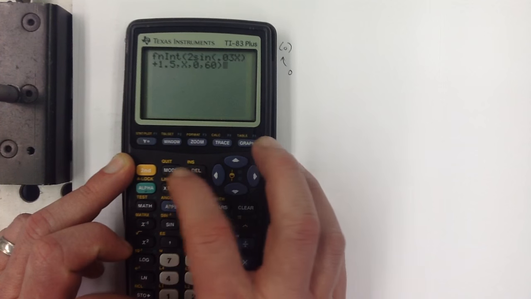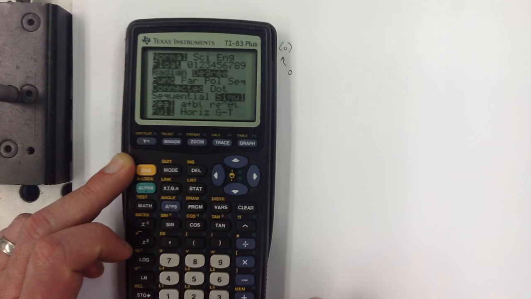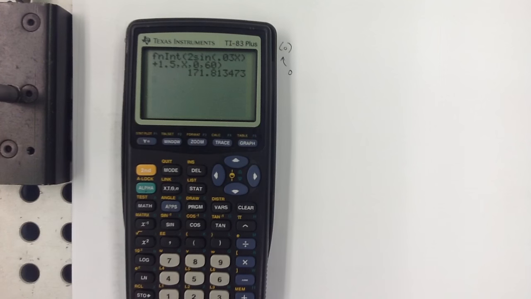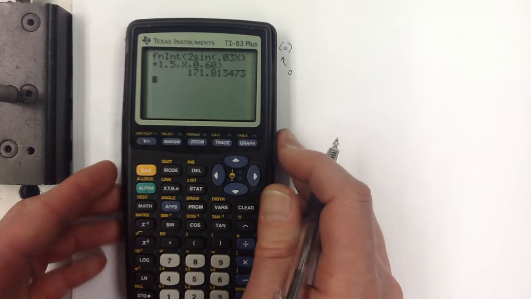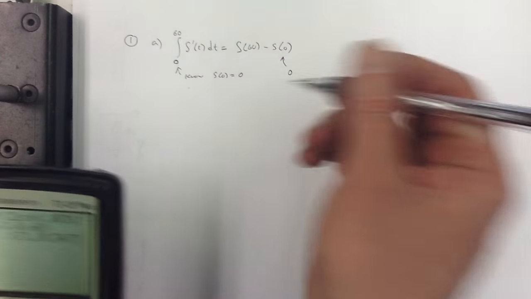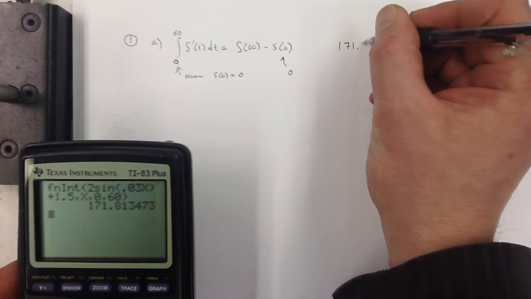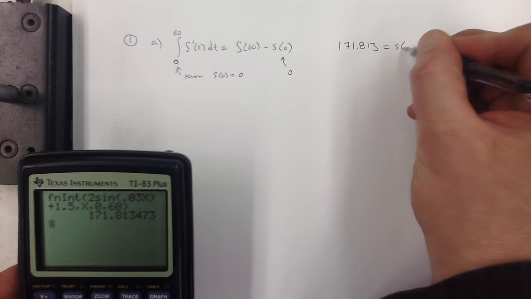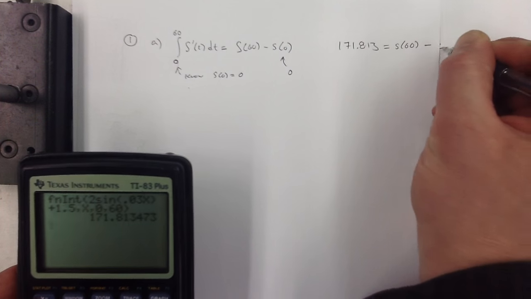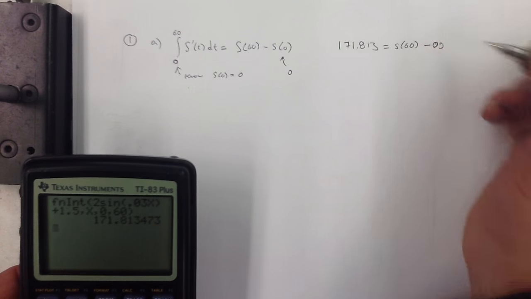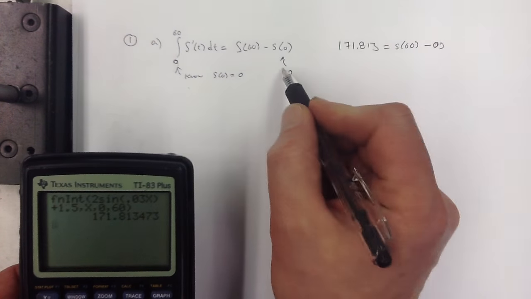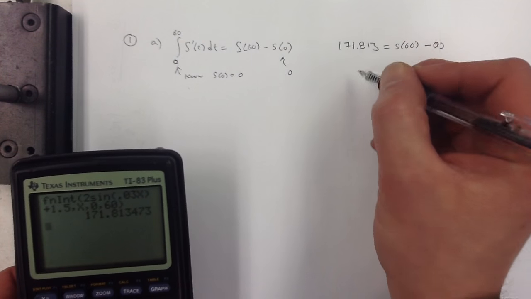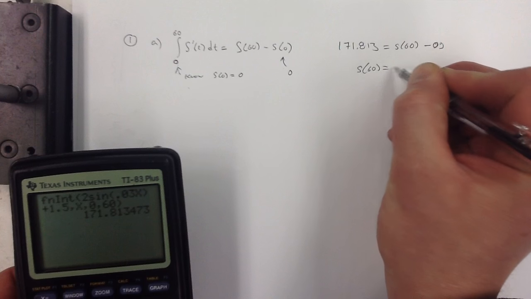That's evaluating that integral. And I'm just going to make sure, yeah, I thought from physics I might be in degree mode, so find that. 171.813. So that's 171.813. This is equal to S of 60 minus, and oh, oops, off my page there, minus 0. Right? Sometimes there's a number here. Oftentimes, I would say most of the time, there's a number here.